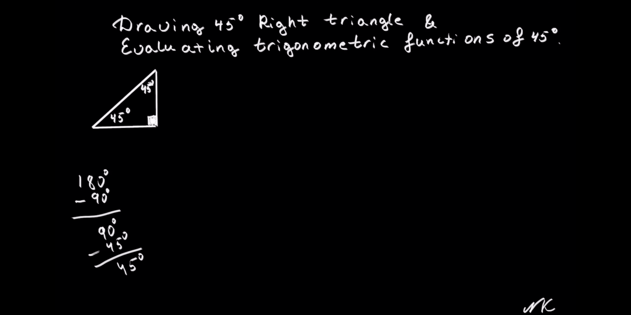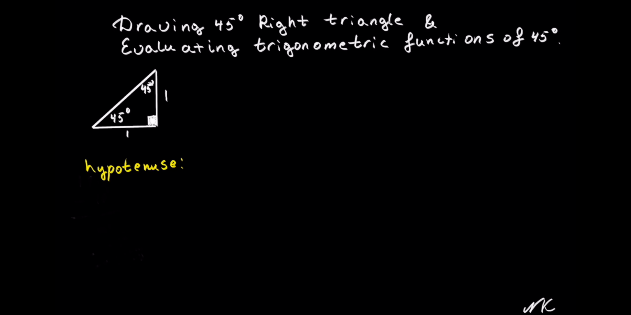What isosceles triangle means for us is that if we label this leg of the triangle 1, then the other leg will also be equal to 1. At this point, we just need to calculate the hypotenuse of this triangle, and in order to do so, we will use the Pythagorean Theorem, which is c squared equals a squared plus b squared.